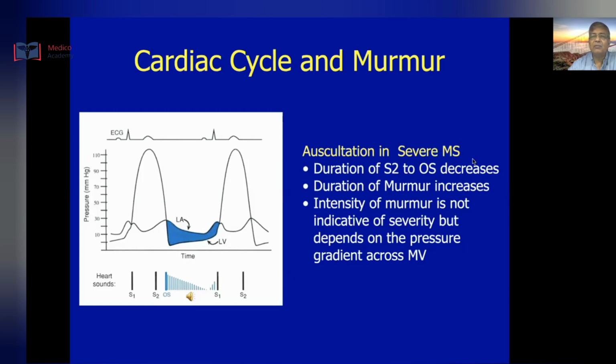The intensity of the murmur is not indicative of severity, but depends on the pressure gradient across the LA. So this is the pressure gradient between LA and LV, which you see. So if you look at the murmur intensity, it depends on this gradient. If the gradient increases, the murmur intensity also increases.